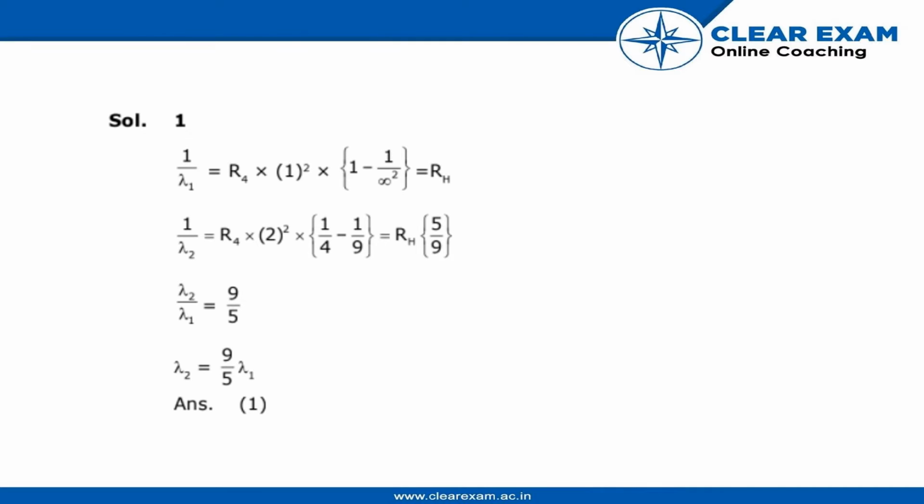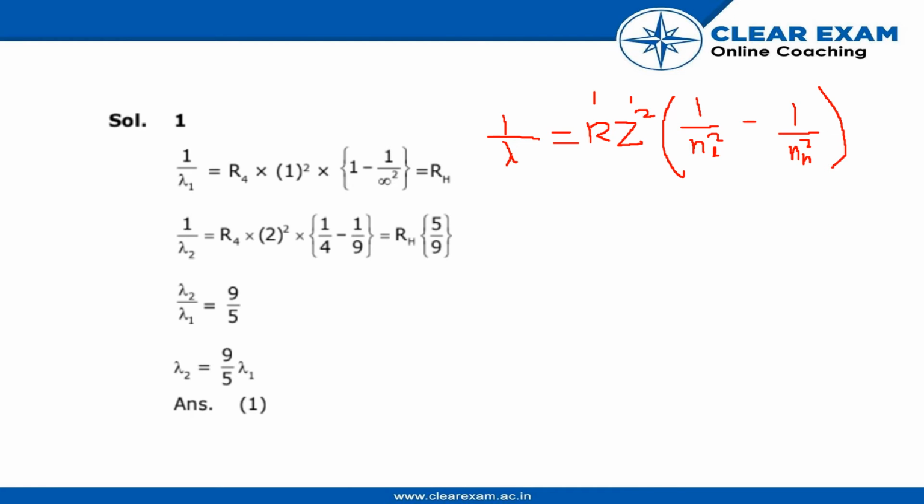In order to solve this equation, we need to first know about the Rydberg formula, which is 1 upon lambda equals R Z square bracket 1 upon n L square minus 1 upon n H square. Here R stands for Rydberg constant, Z stands for atomic number, n L stands for lower energy level, n H stands for higher energy level.